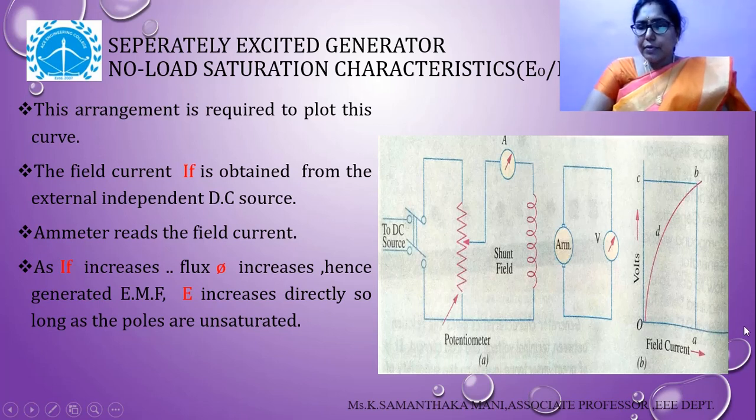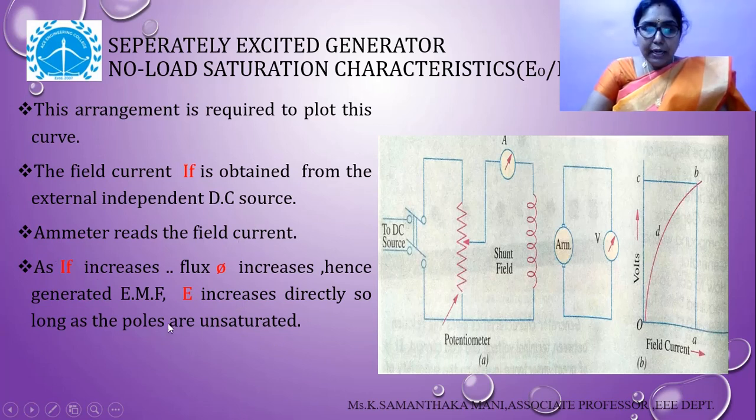Here on the x-axis we have taken the field current IF and on the y-axis E naught, which is nothing but the generated voltage in the armature. So this arrangement is required to plot this curve. The field current IF is obtained from an external independent DC source, and an ammeter reads the field current IF.